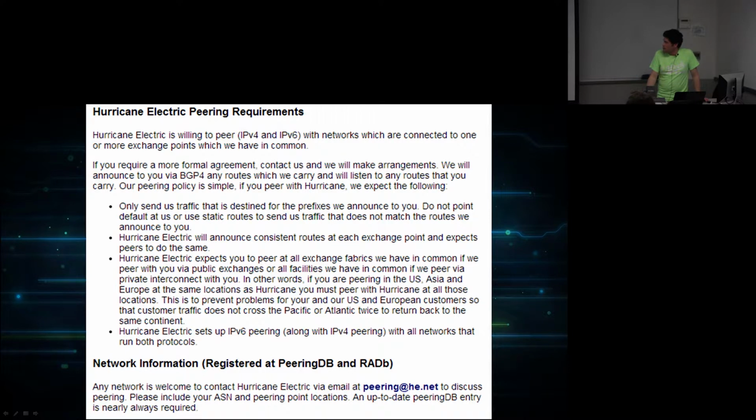If you cannot route traffic that we don't allow you to route through us, we'll still take it, but if you do that, you'll break the contract with us. And they have some other rules there to help push the innovation of the internet. Like if you peer with us, you have to also peer at IPv6 level rather than just IPv4 only.